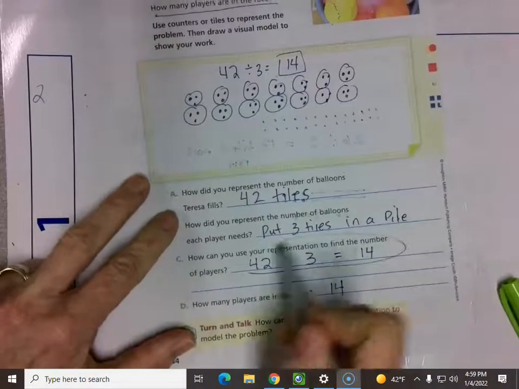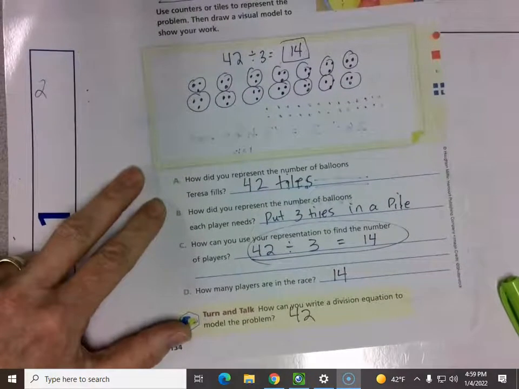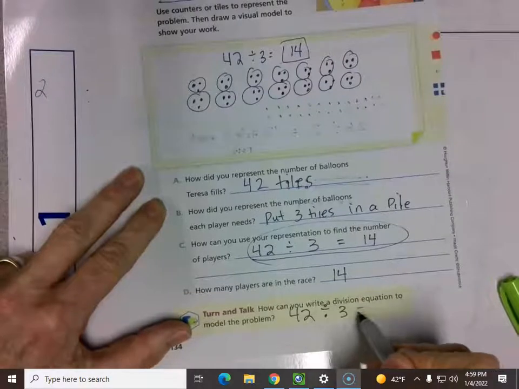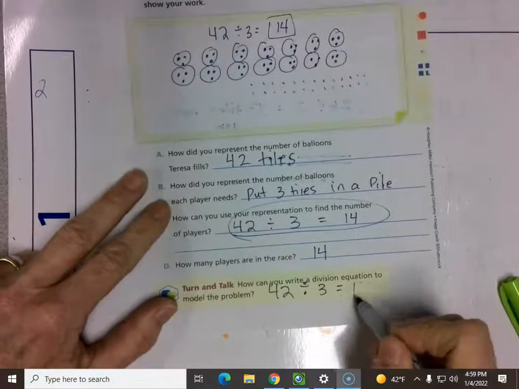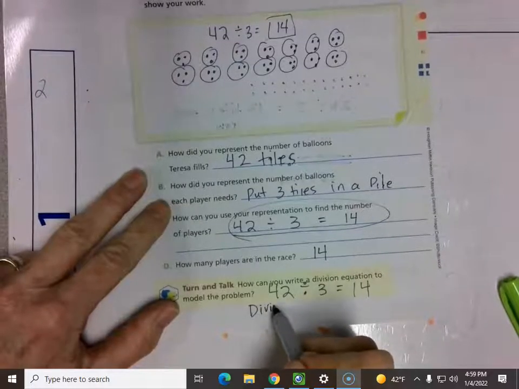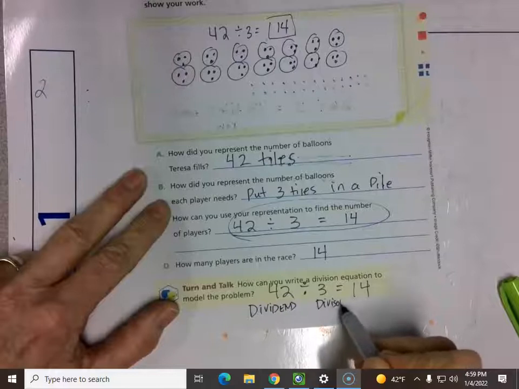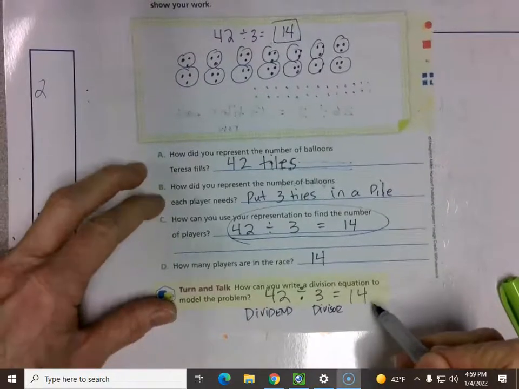Now this is what's called the equation. 42 is the dividend, divided by this divisor, equals my quotient. Vocab words: dividend, divisor, and the answer, which you already know, that's called the quotient.